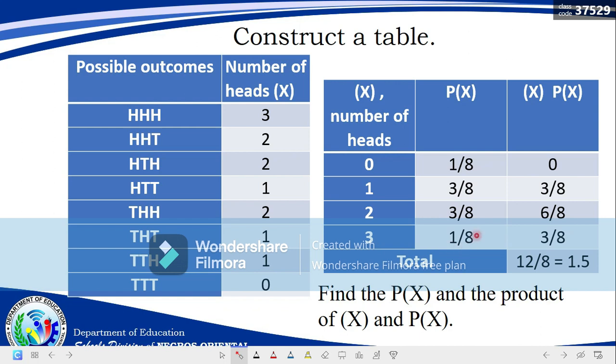Then afterwards, you multiply x and P of x. You will have 0 times 1/8, that's 0. 1 times 3/8, that's 3/8. Then 2 times 3/8, that's 6/8. Then 3 times 1/8, that's 3/8. Actually, you can also write this one as 3/4 also. Then find the sum of P of x and the sum of the product of x and P of x. So this will be the total, 12/8, or equal to 1.5.